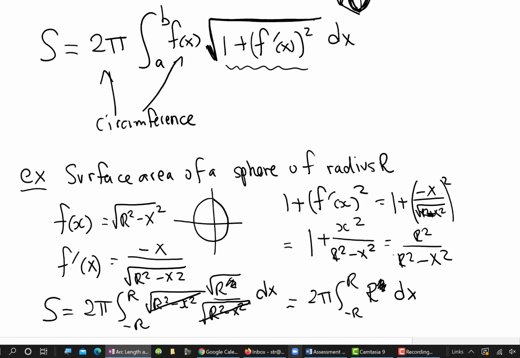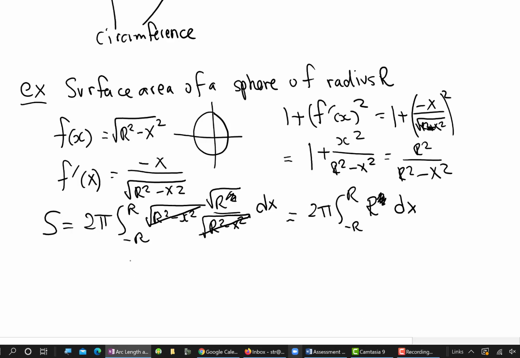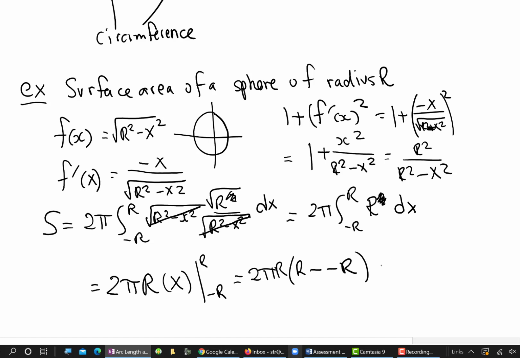And if I evaluate this, I get 2 pi r, and then x evaluated at r and negative r, which gives me 2 pi r, and then r minus negative r, which gives me 4 pi r squared, which some of you will know is the surface area of a sphere. And now we have a proof of where that formula comes from.